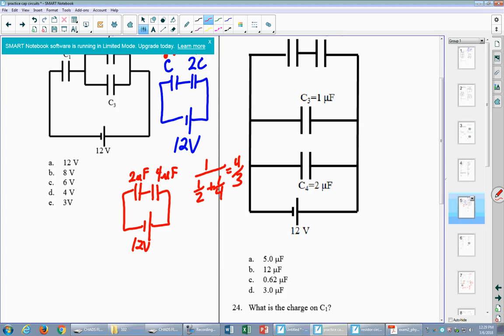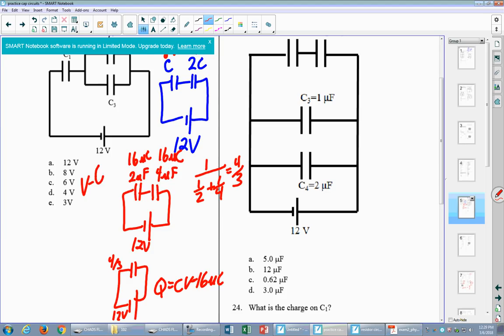And then the charge on that equivalent capacitance, with 12 volts. Q is equal to CV, 16 microcoulombs. Is that right? Yeah. So I have 16 microcoulombs here and 16 microcoulombs here. And then if I want to know the voltage, it's Q divided by C. 16 divided by 2 is 8. 16 divided by 4 is 4.